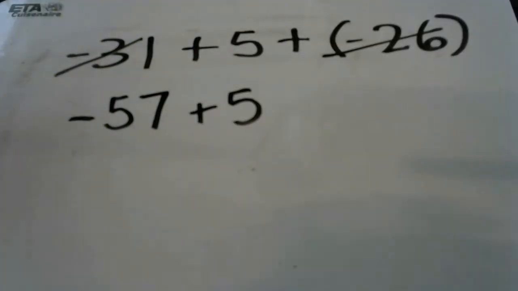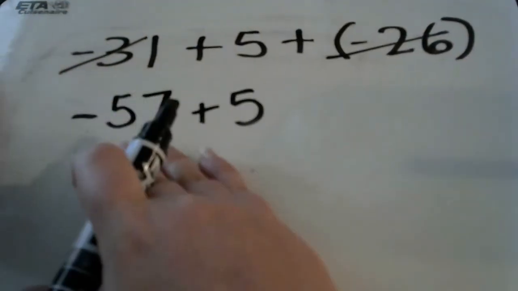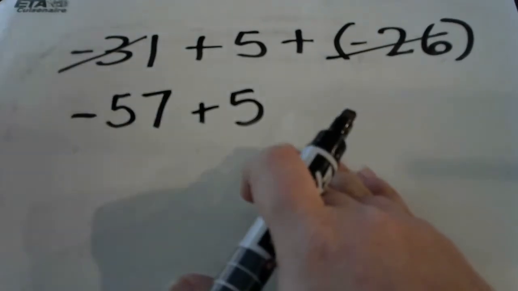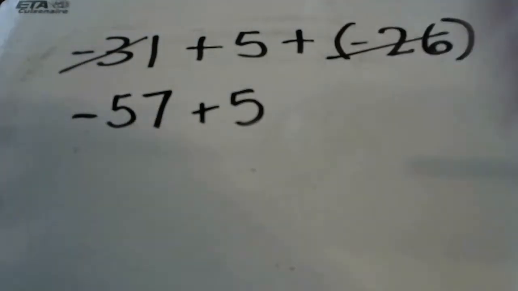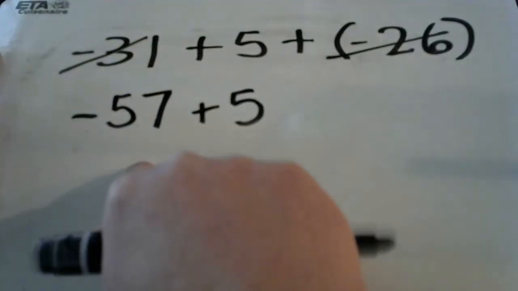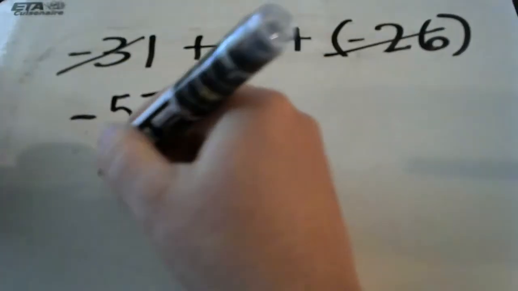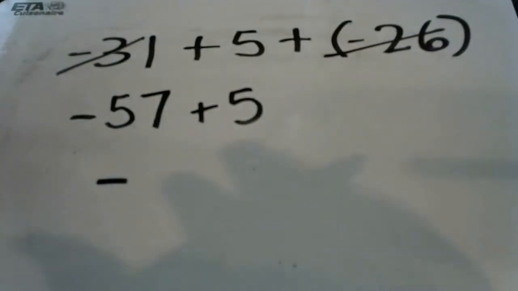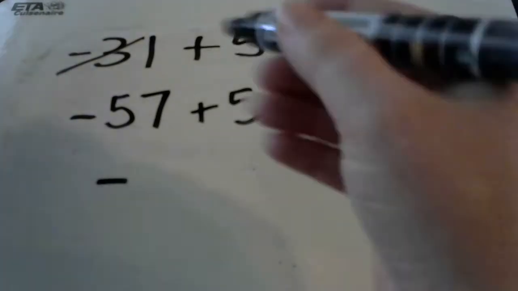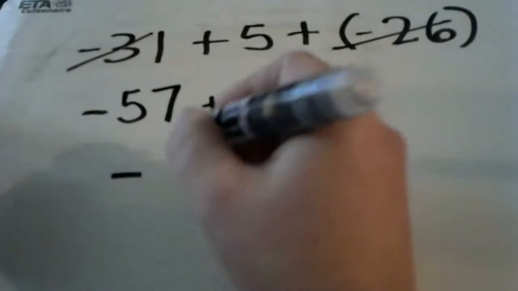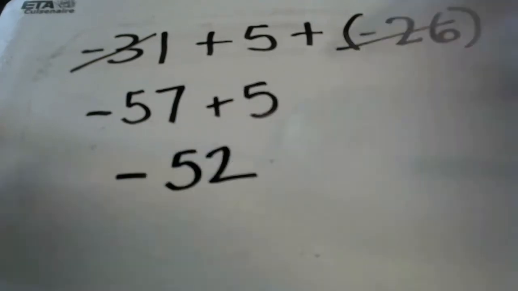My answer, okay, we're going to take the sign of the bigger number. Which number is bigger, 57 or 5? The absolute value, actually. We'll take the sign of the larger absolute value, and the bigger number is 57. So I know that my answer is going to be negative. And I also know that adding a negative is like subtracting a positive. So I know that 57 minus 5 is 52, so my answer is going to be negative 52, okay?